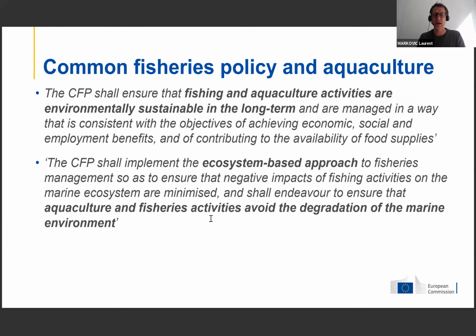So briefly, I'm not going to read that, but I'm just quoting a couple of articles and paragraphs in the Common Fisheries Policy, and that's from Article 2 of the CFP, just to show that it does cover fishing, obviously, but also aquaculture, and it aims at ensuring that those two are environmentally sustainable in the long term, implementing an ecosystem-based approach, and it also endeavors to ensure that aquaculture avoids the degradation of the marine environment. And obviously, this is the basis for the development of the guidelines for sustainable aquaculture.